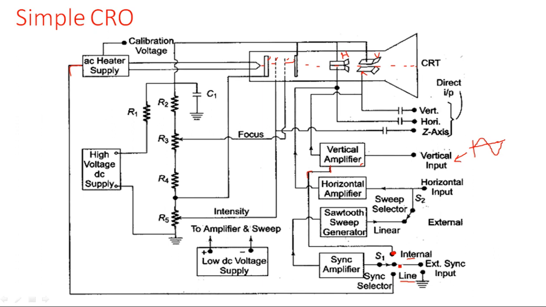If you have seen the previous video, then you can understand what I am talking about here. Otherwise, it is very difficult to understand. If you didn't watch the previous video, go back and watch the previous video of the simple block diagram of a CRO, on what the vertical and horizontal reflection systems are and how these are operated. If you understand that, then what I am saying here is very understandable. Okay, so take the horizontal input.